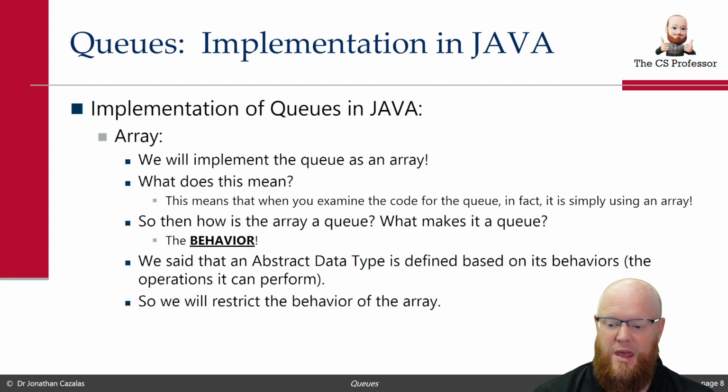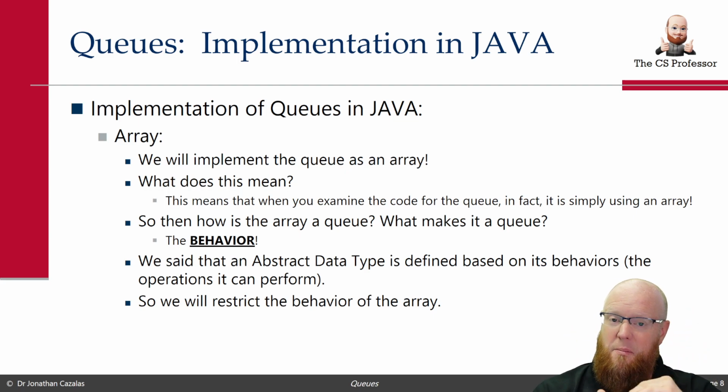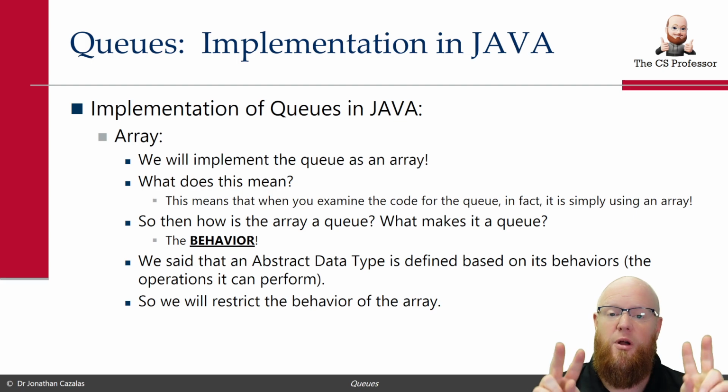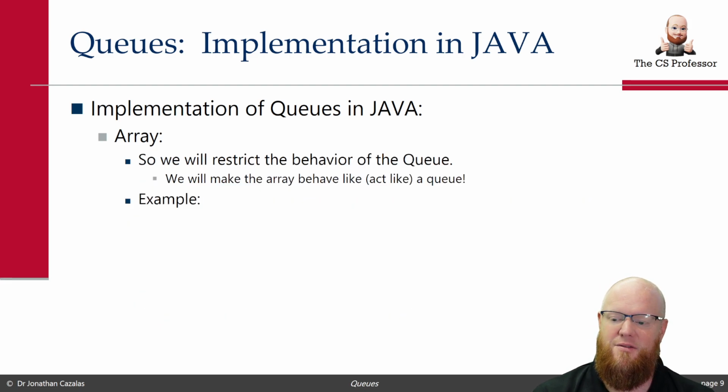The behavior. And we're going to restrict the behavior of this array the same way we did for stacks. We're going to say you can no longer insert anywhere into this array. You can no longer delete from wherever you want on this array. Rather, we're only going to allow insertions into the array at the back, wherever we define back to be, at the back of the queue. And we're only going to allow deletions from this array from the front, once again, wherever we define those two locations. So we're going to restrict the behavior of the array, thereby making the array behave like a queue.